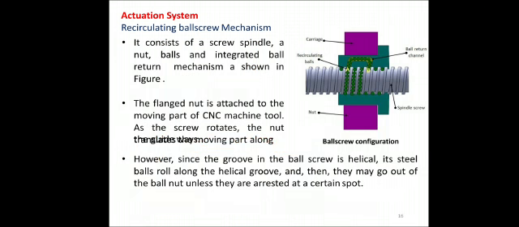However, since the groove in the ball screw is helical, its steel balls roll along the helical groove and then they may go out of the ball nut unless they are arrested at a certain point. Thus, it is necessary to change their path after they have reached a certain spot by guiding them one after another back to their starting point. The recirculating parts play that role.